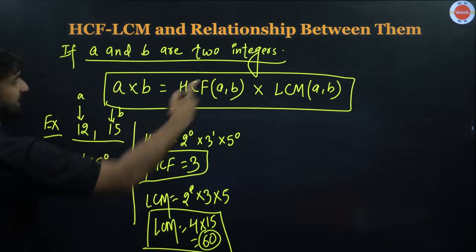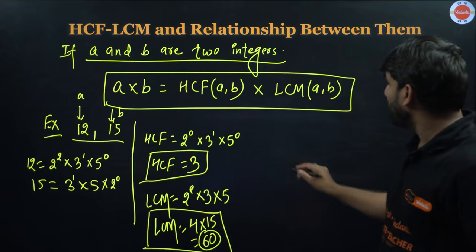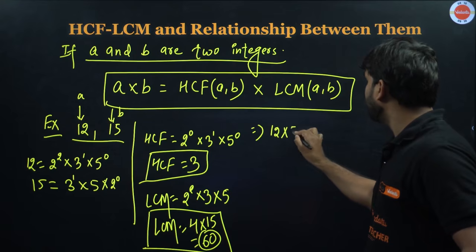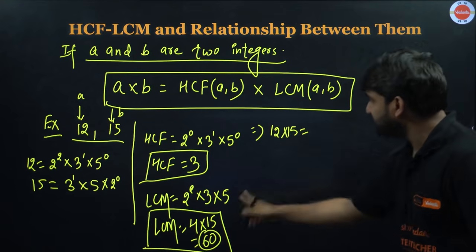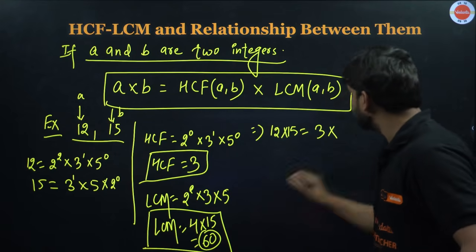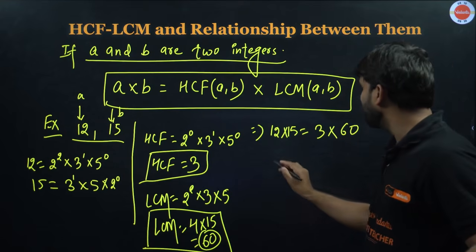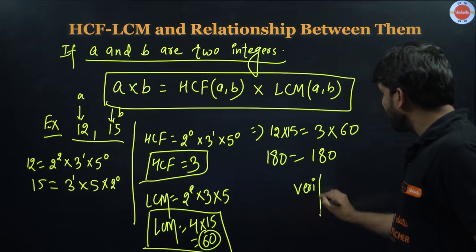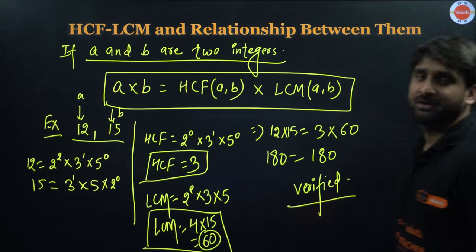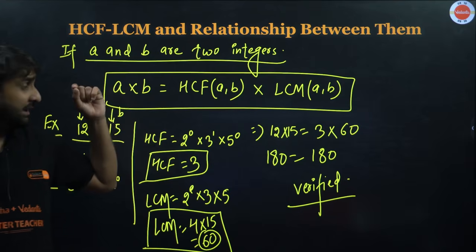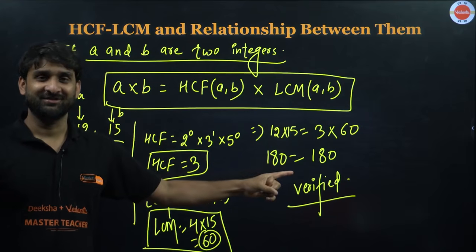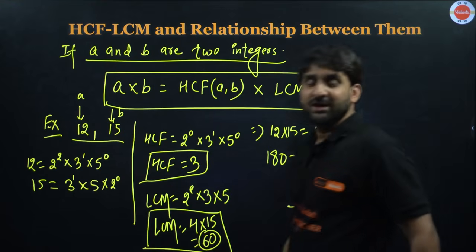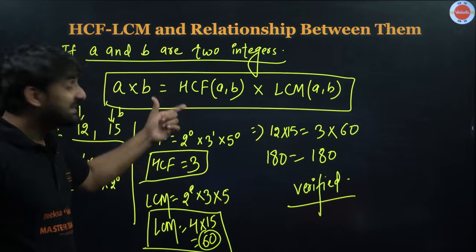Now verify whether this formula is correct or not. A into B is 12 into 15, and it should equal LCM into HCF. HCF is here 3 and LCM is here 60. Let's verify: 12 into 15 is 180, and 3 into 60 is also 180. Hence verified. The formula is absolutely correct. A powerful formula: the product of any two integers is equal to the product of their LCM and HCF.